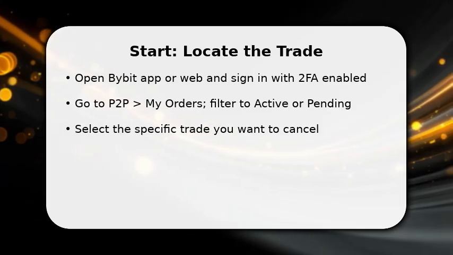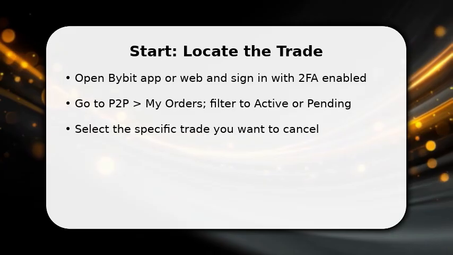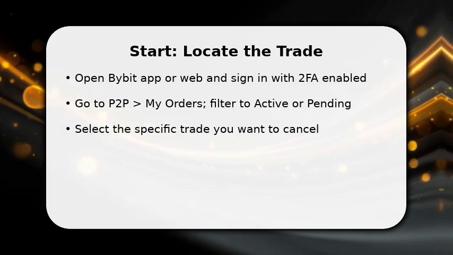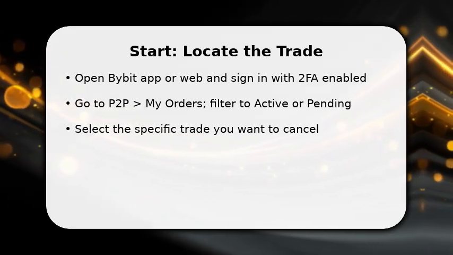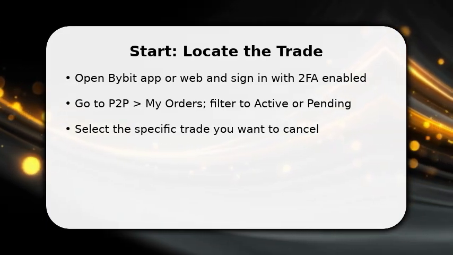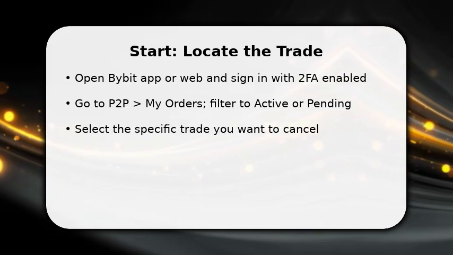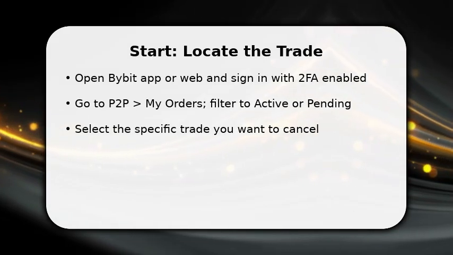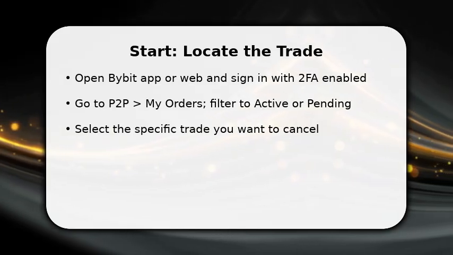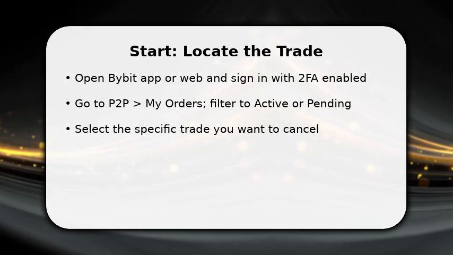You start by opening Bybit and signing in. Make sure two-factor authentication is active so you can manage orders. Once done, go straight to P2P and tap My Orders. Filter by active or pending to surface the trade. You must select the exact trade entry to view details because cancellation controls live there. If you don't see the trade, refresh the page and confirm you're in the correct account and region before proceeding.